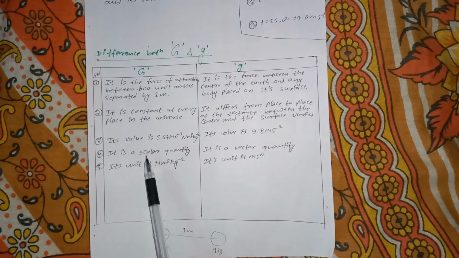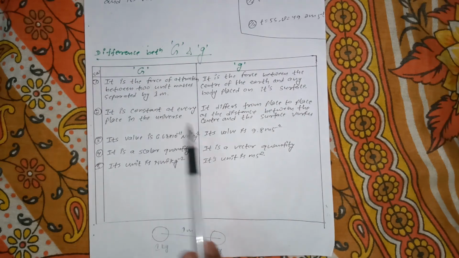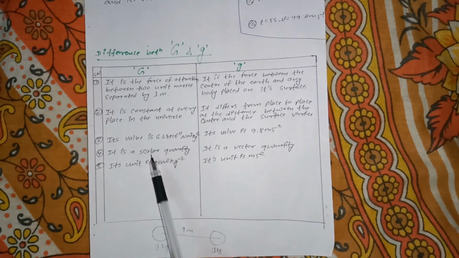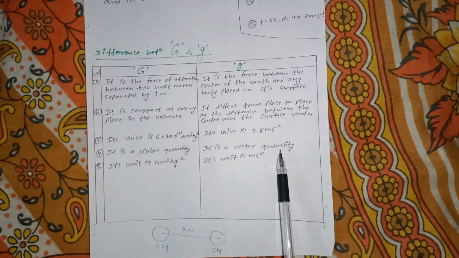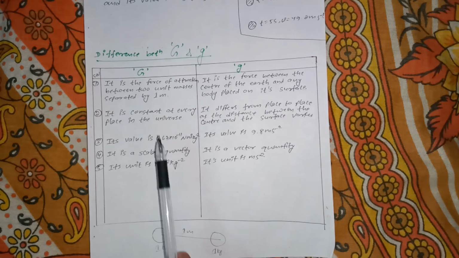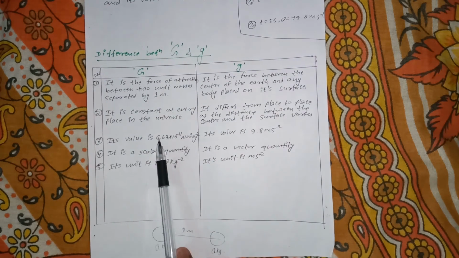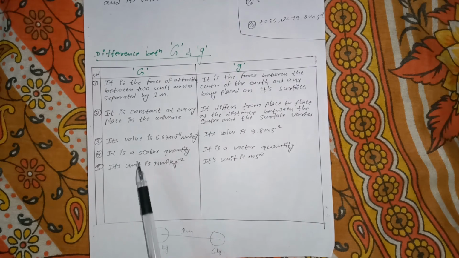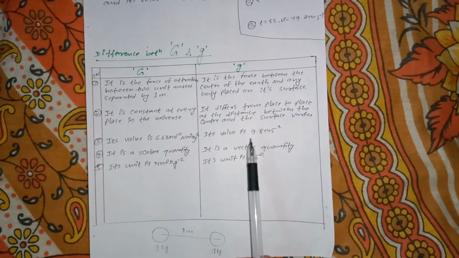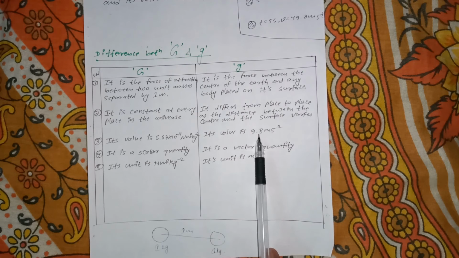The fourth one is that it is a scalar quantity. That means capital G is a scalar quantity and small g is a vector quantity. Now what is the meaning of scalar quantity and what is the meaning of vector quantity? Scalar quantity means having only numerical value but no direction. The value of capital G has a numerical value, but it doesn't have any specific direction. But small g has both: it has a numerical value as well as direction, because the earth pulls everything towards its center. So that direction is towards the earth's center.